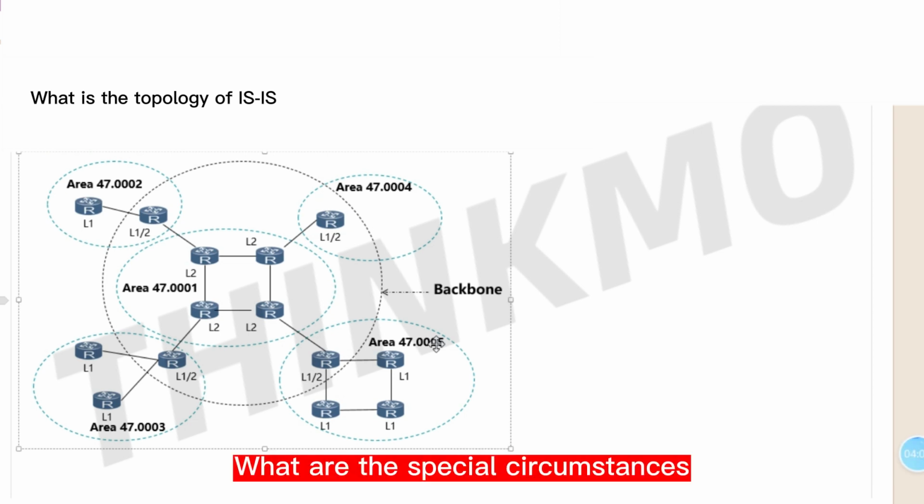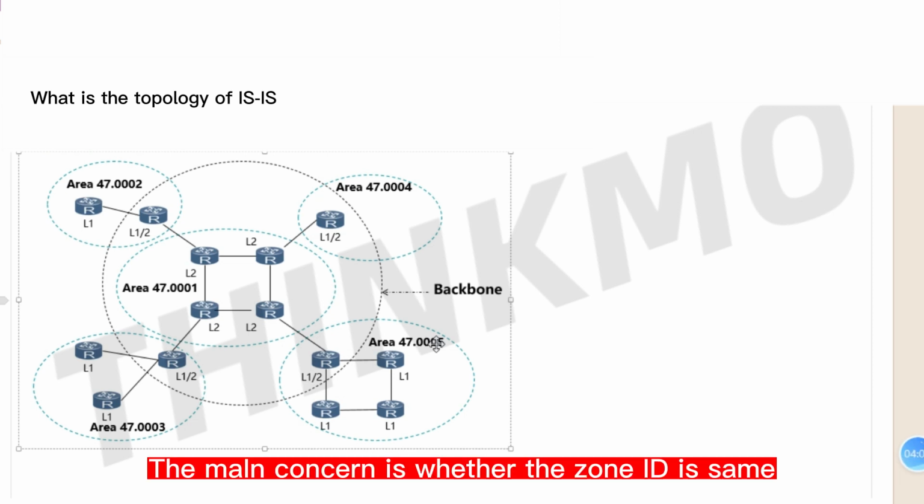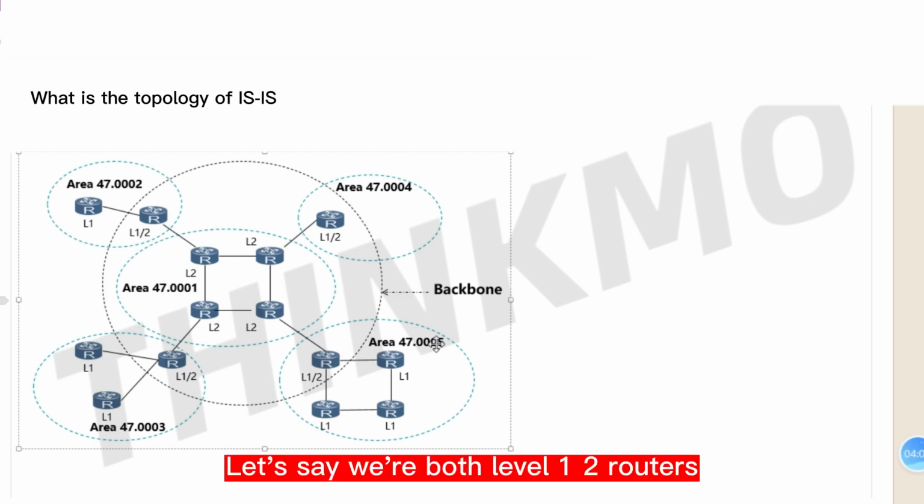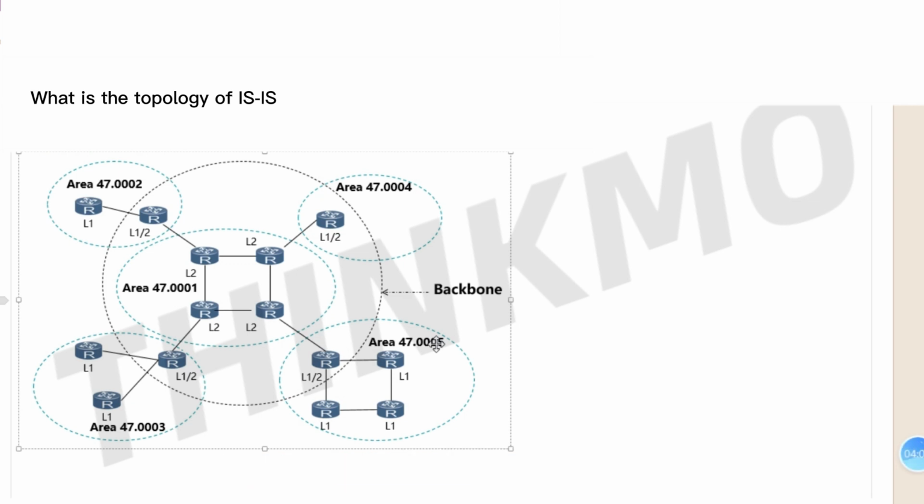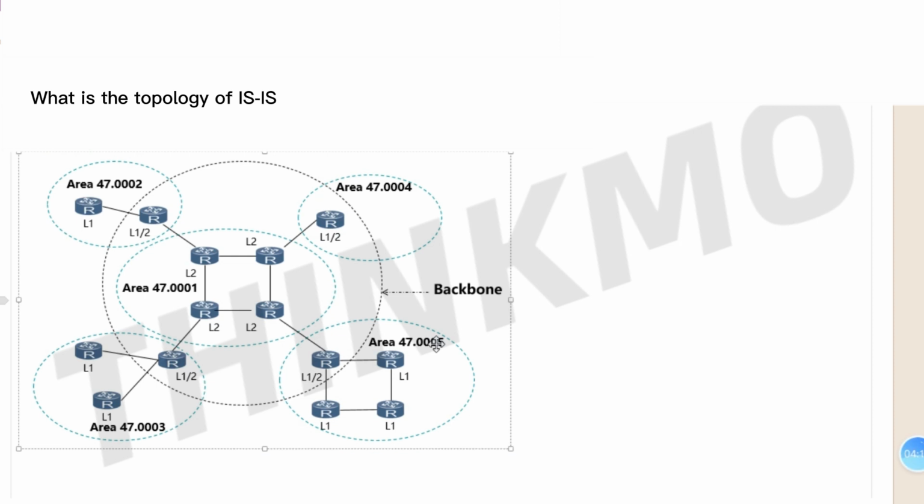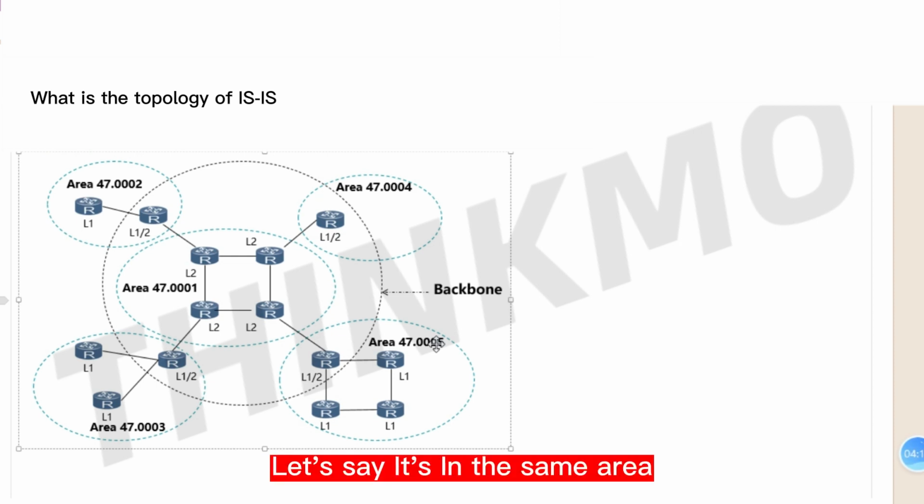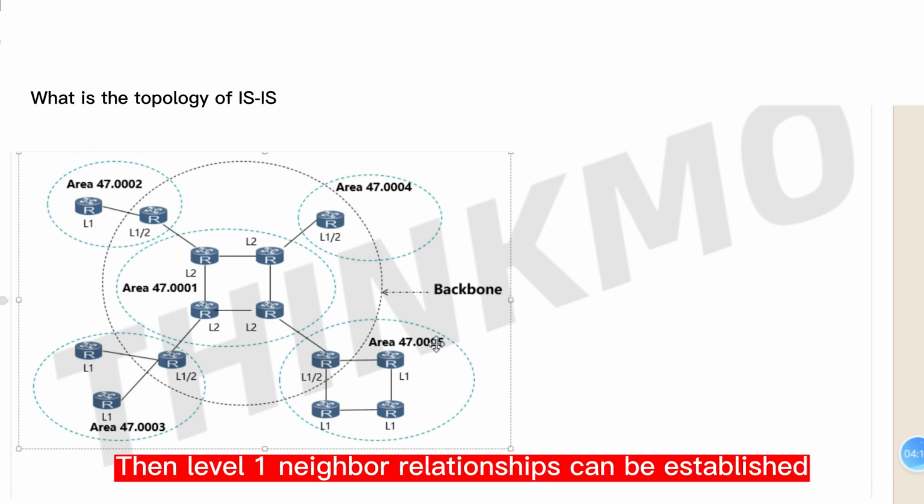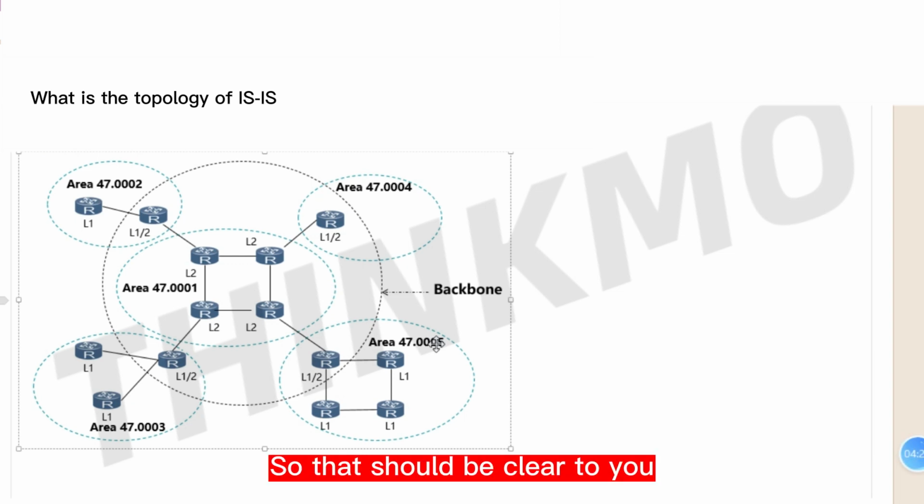What are the special circumstances? The main concern is whether the area ID is the same. Let's say we're both level 1-2 routers. If we are in different areas, then only level 2 neighbor relationships can be established. Let's say it's in the same area. Then level 1 neighbor relationships can be established, and level 2 neighbor relationships can also be established. So that should be clear to you.